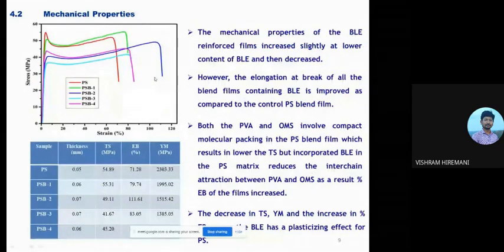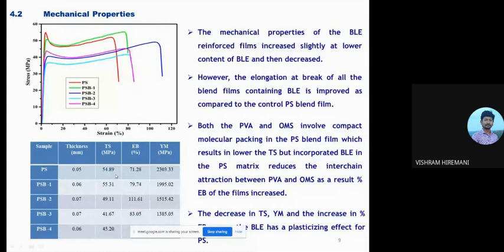Mechanical properties. Mechanical properties are a very important criterion for food packaging films. We carried out the mechanical properties, in which the control polymer PVA and oxidized maize starch blend film showed tensile strength 54.89 megapascal, whereas the elongation at break was 71.28%. After incorporation of betel leaf extract, the tensile strength was slightly changed to 50.31 megapascal and elongation to 79.74% at lower content of betel leaf extract.